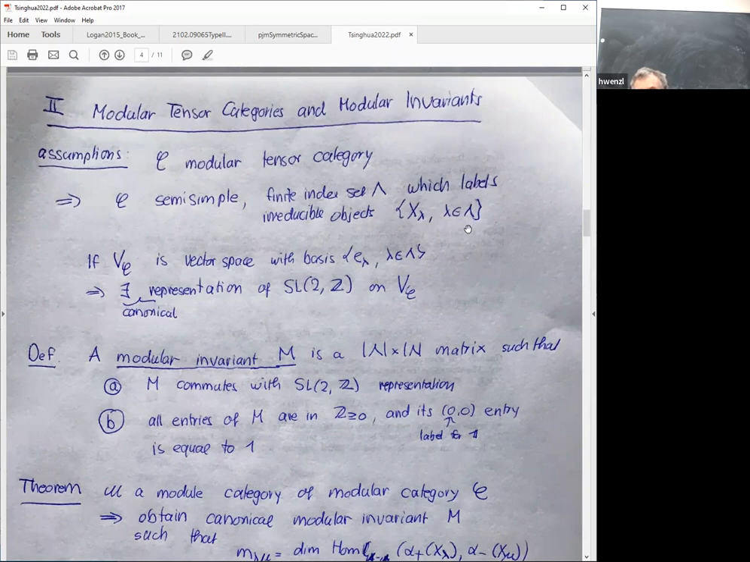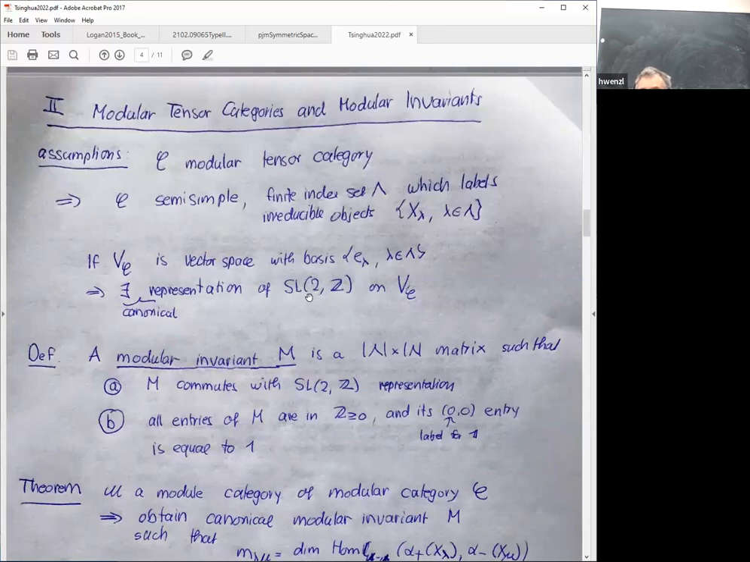So then, having this, we can form a vector space whose basis is labeled by this index set. So the dimension of this vector space is equal to the number of irreducible objects up to isomorphism. And then the property we are interested in, and which gave it the name modular tensor category, is that a modular tensor category allows a canonical representation of the modular group SL2Z on this vector space.